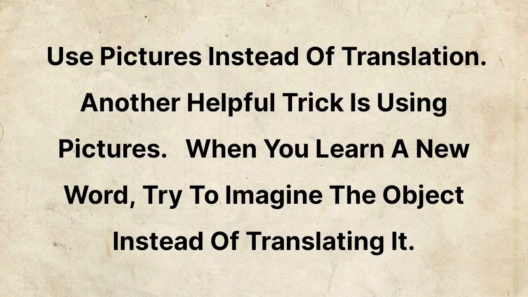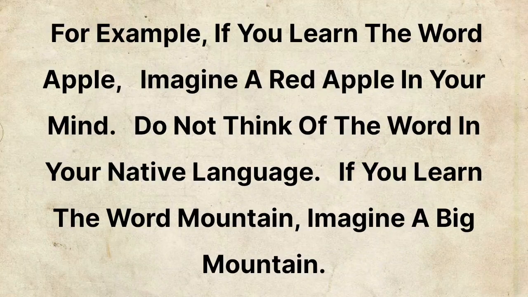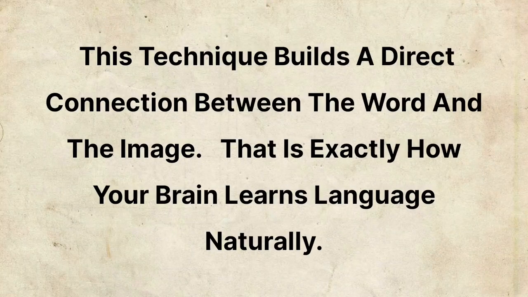Use pictures instead of translation. Another helpful trick is using pictures. When you learn a new word, try to imagine the object instead of translating it. For example, if you learn the word apple, imagine a red apple in your mind. Do not think of the word in your native language. If you learn the word mountain, imagine a big mountain. This technique builds a direct connection between the word and the image. That is exactly how your brain learns language naturally.